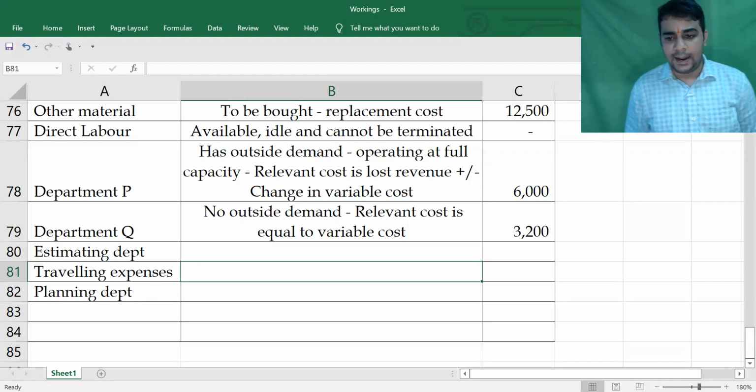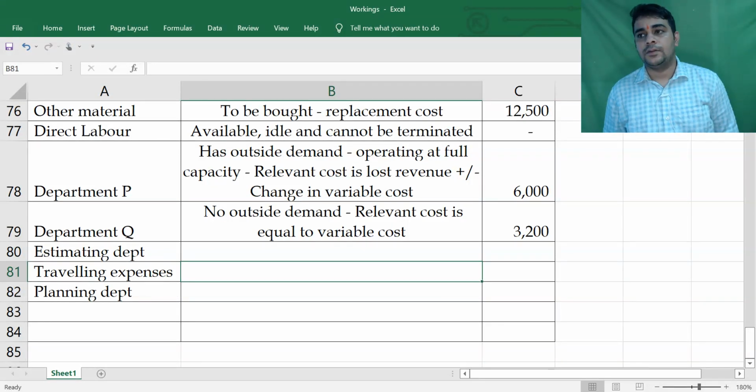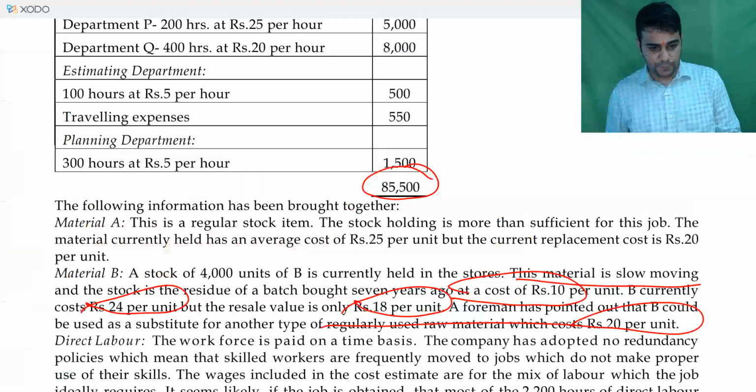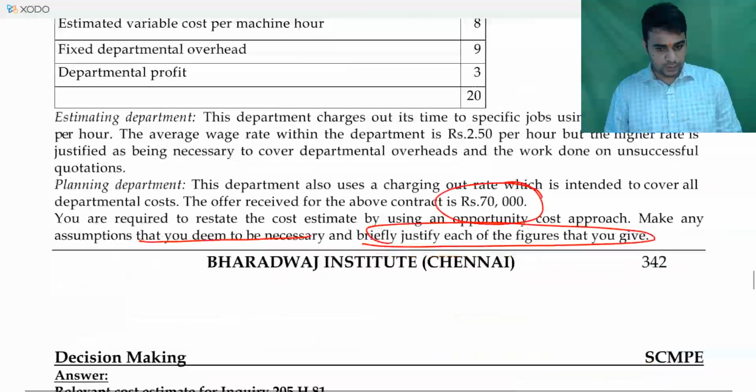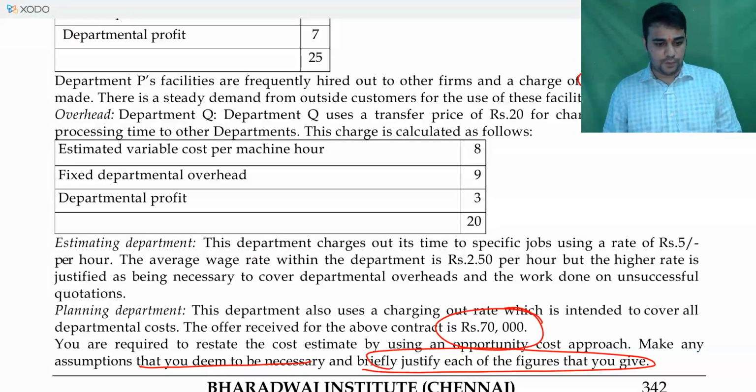Estimating, traveling and planning. How much? Okay, 250. 100 hours into 2.5. Okay. Which one? Traveling is estimating 250. Everyone is getting a 250 answer. Is everyone getting a 250 answer? Anyone has a different view?